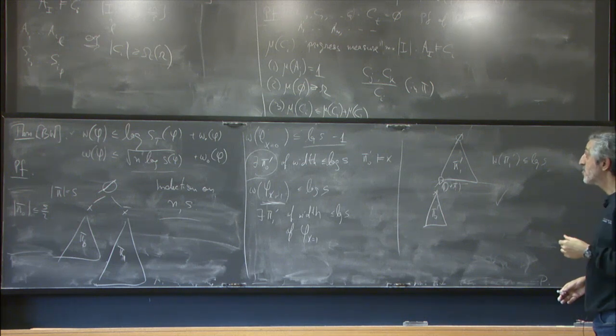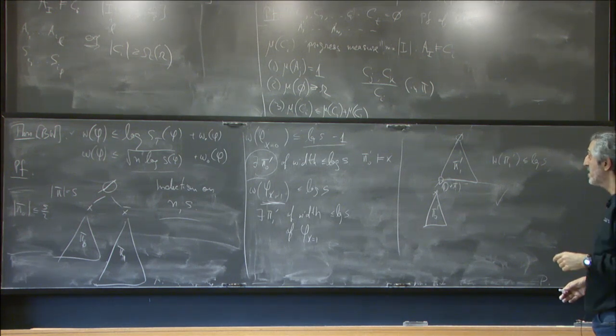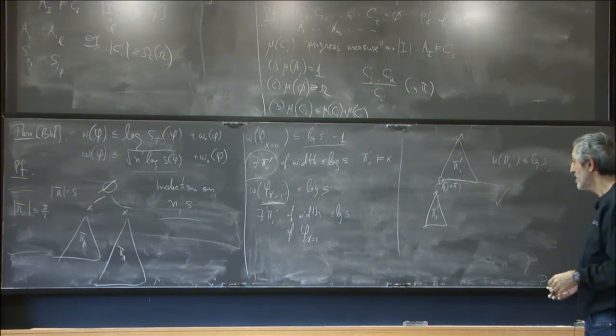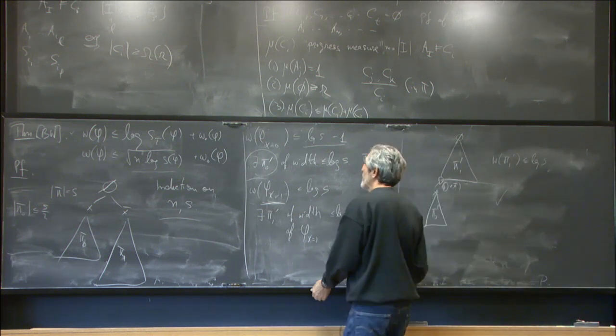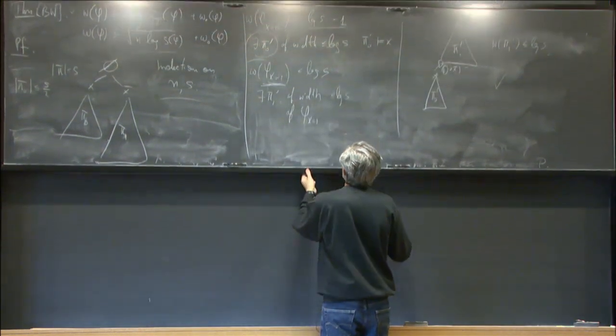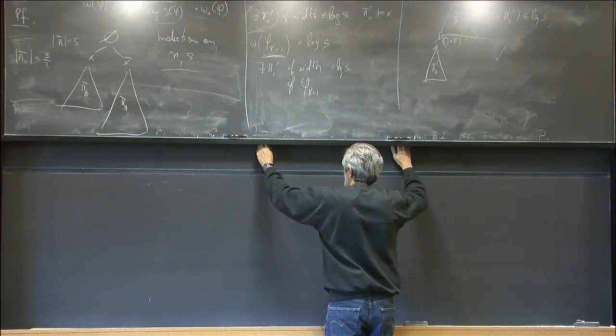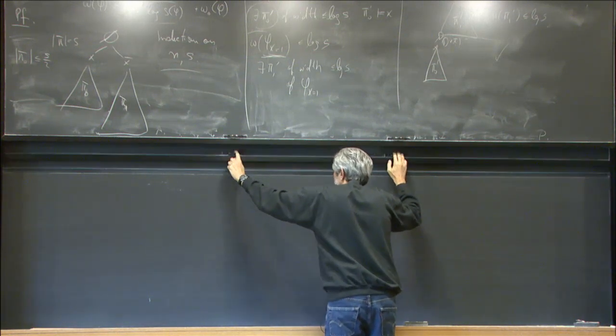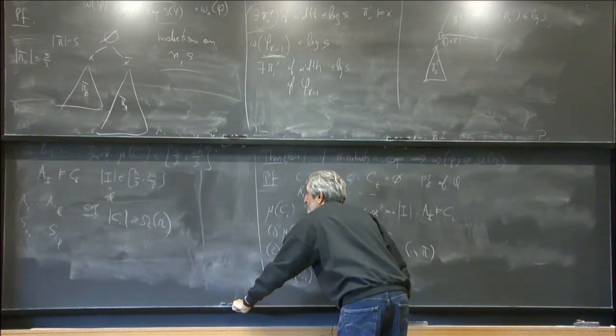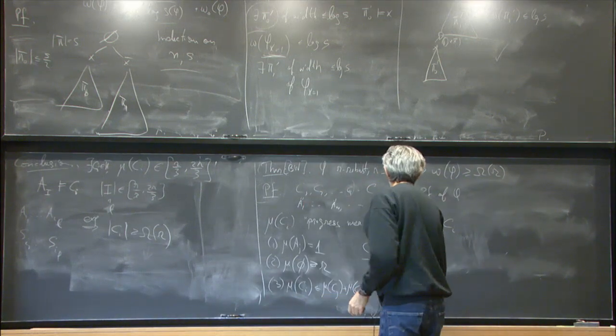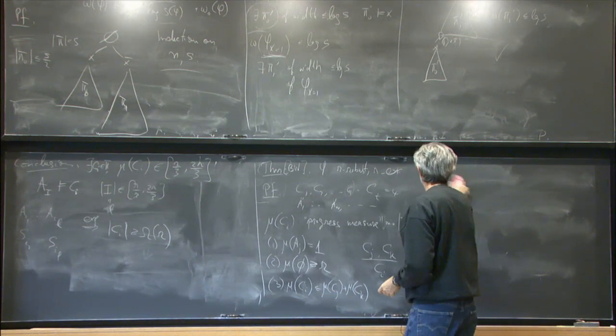So the last thing I want to do is tell you a little bit about the interpolation property and the feasible interpolation property for resolution. And the lower bound for the click versus coloring contradiction.